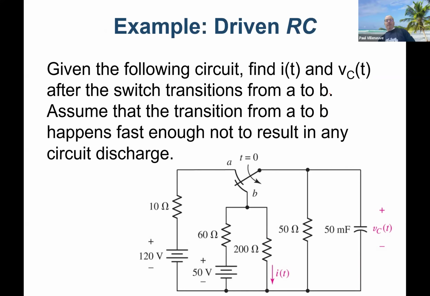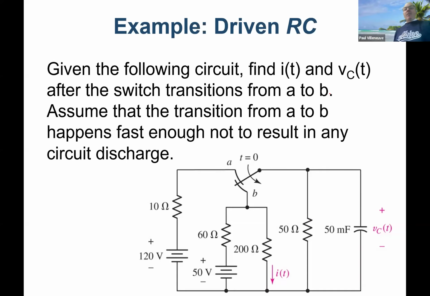Given this is a driven circuit, we want to find I of t and VC of t after the switch transitions from position A to position B. We're going to assume that transition from A to B happens fast enough that you don't really have any circuit discharge, nothing wonky happening. So it's almost happening instantaneously.